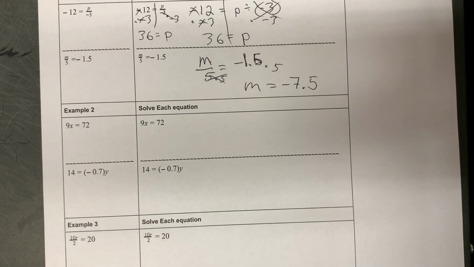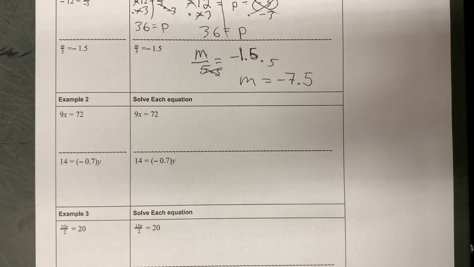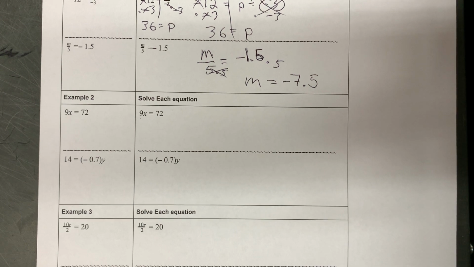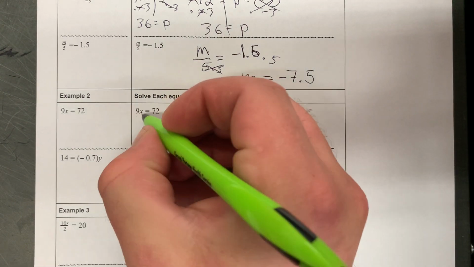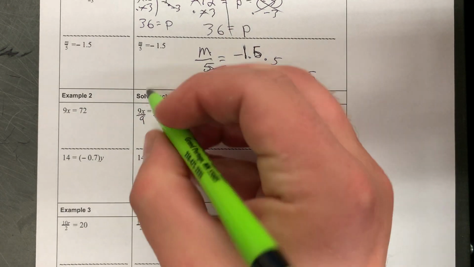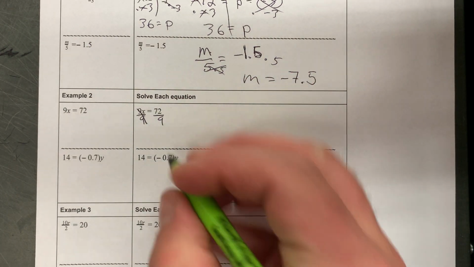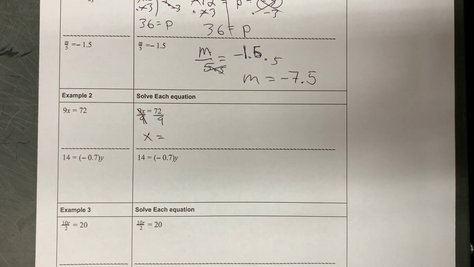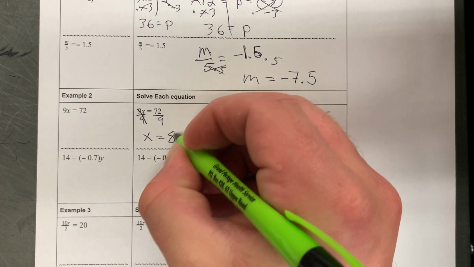Let's go down to example number 2. I have some multiplication this time in the first part, so I'm going to have to do the opposite of multiplication, which gives me division. So I have 9x equals 72. When our variable is next to a number, that implies that we are multiplying. So the opposite of multiplying is division. I'm going to divide each side by 9. This side cancels out, so I'm left with just x. I know that 72 divided by 9 gives me 8.